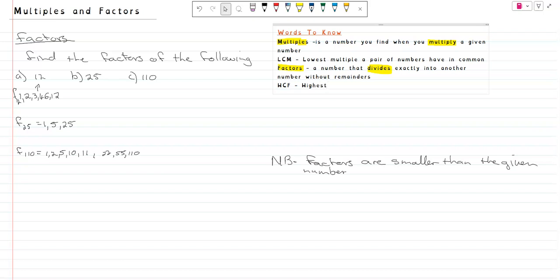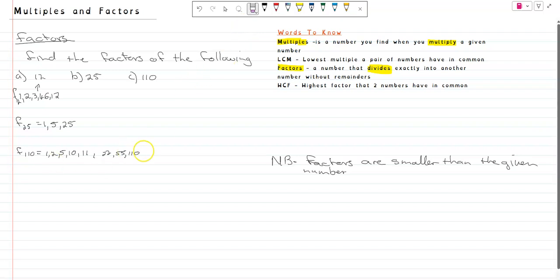Highest common factor. If we look at what that means, it means a highest multiple, highest factor, so highest factor that two numbers have in common. So that's the highest common factor: the highest factor that two numbers have in common.